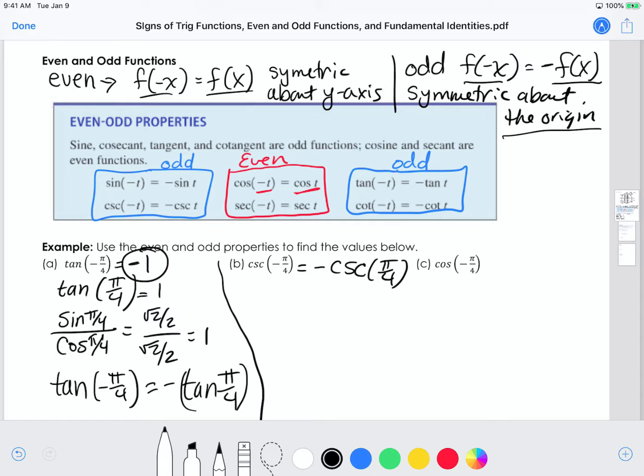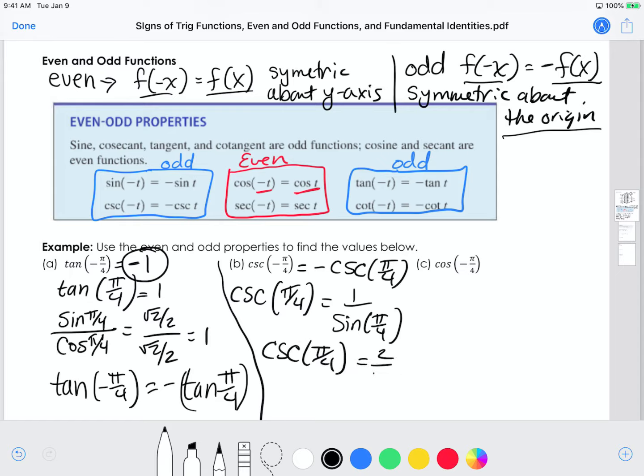Cosecant of pi over 4 is the reciprocal of sine of pi over 4. Since sine of pi over 4 is the square root of 2 over 2, then cosecant of pi over 4 is going to be 2 over the square root of 2, which if I rationalize that will just be the square root of 2. So that means cosecant of negative pi over 4 will be the opposite of cosecant of pi over 4, which would be negative square root of 2.